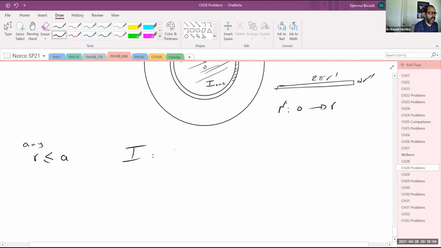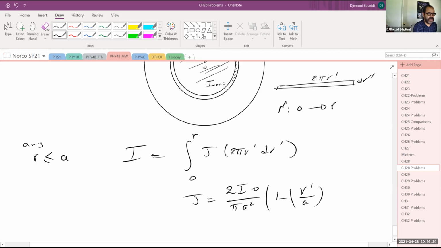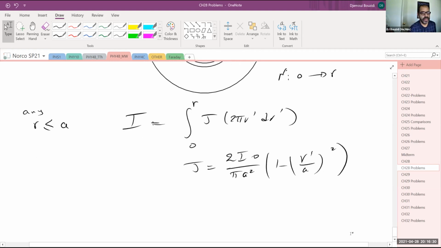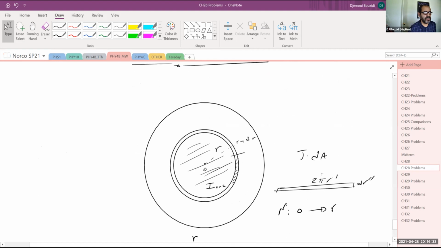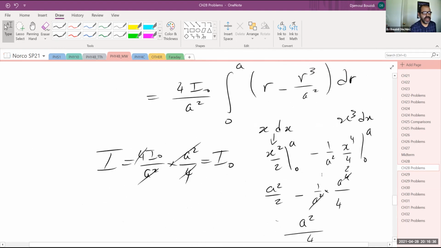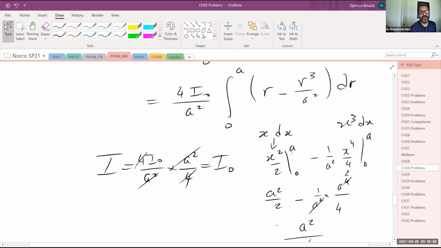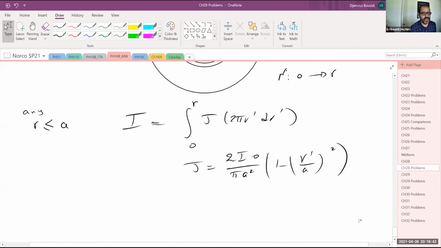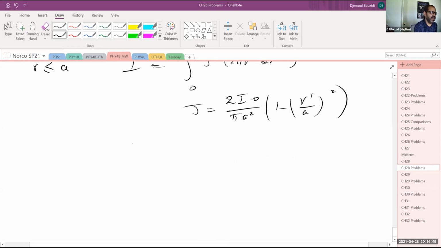is going to be equal to the integral from 0 to r of the current density times 2 pi r prime dr prime. And J has this expression again, 2 I naught over pi A squared times 1 minus r prime squared divided by A squared, because the variable now changing is r prime from 0 to r. Now we're going to do the same steps as before. The only difference is the boundaries of integration, which are simply from 0 to r instead of 0 to A. That's all.